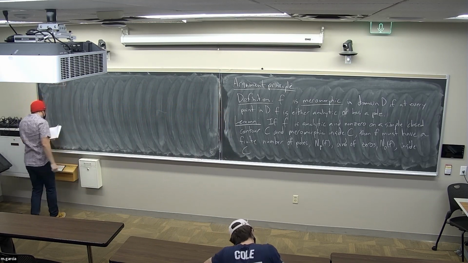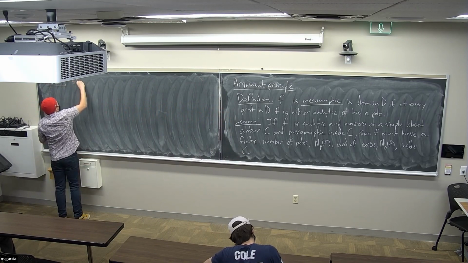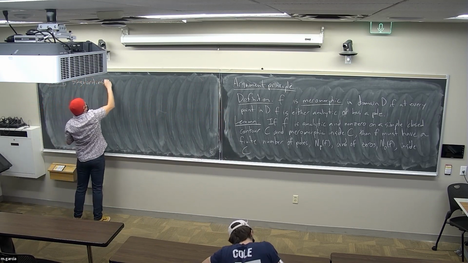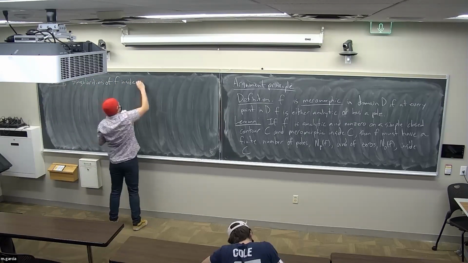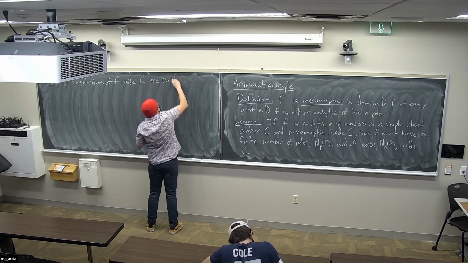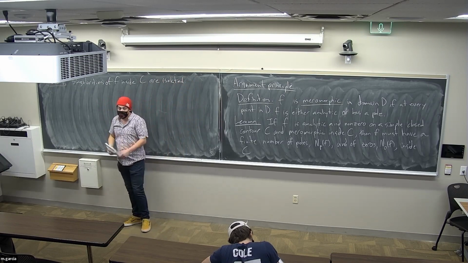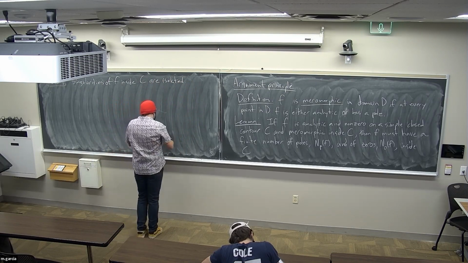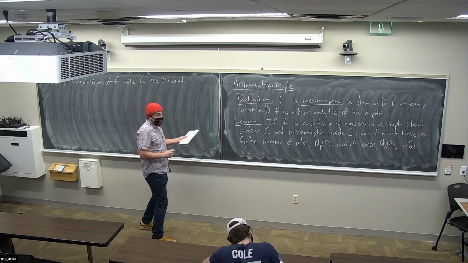Here's a sketch of why this is true. The singularities of F inside C are isolated. Right? That's part of the definition of being a pole. This follows from the assumption that F is meromorphic inside C. Okay.